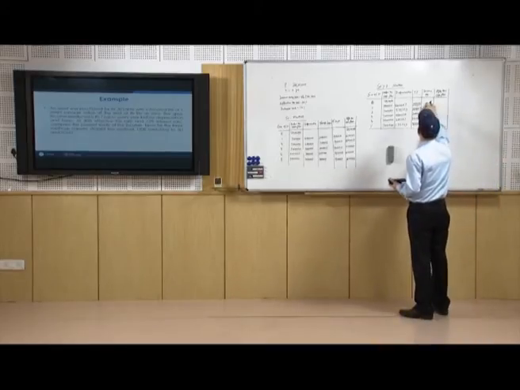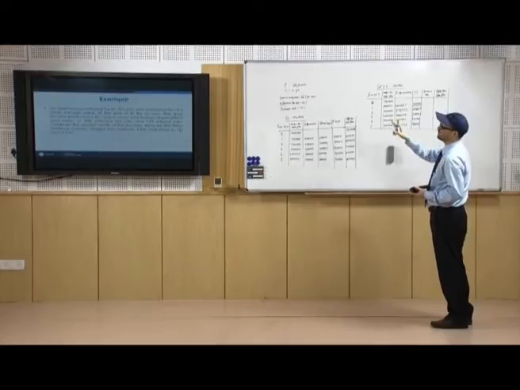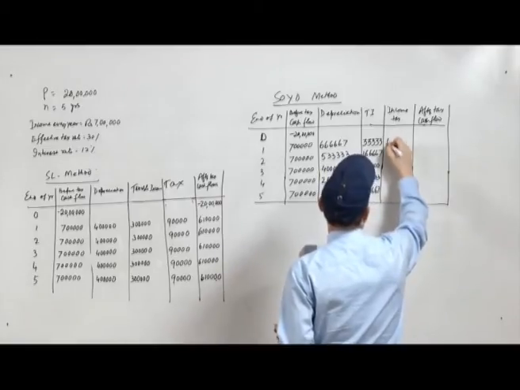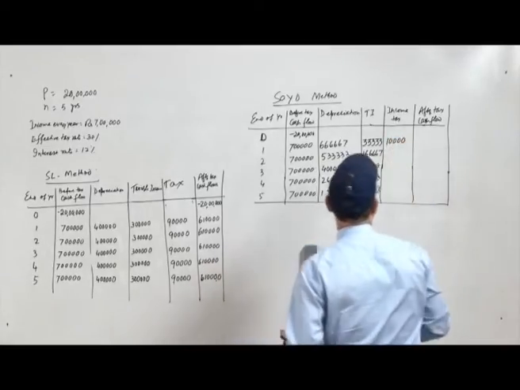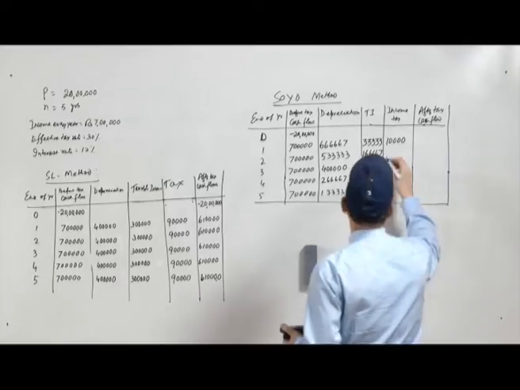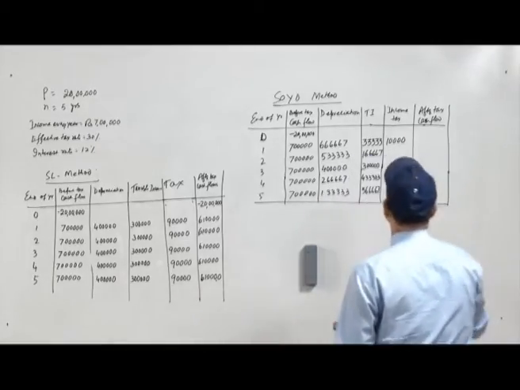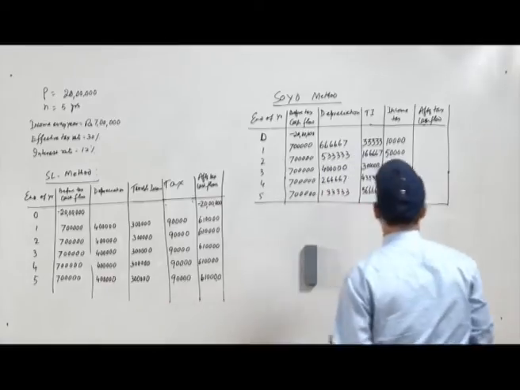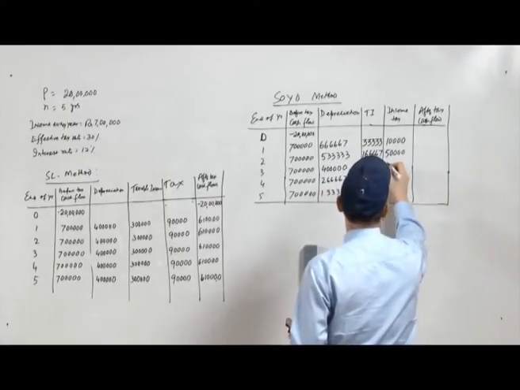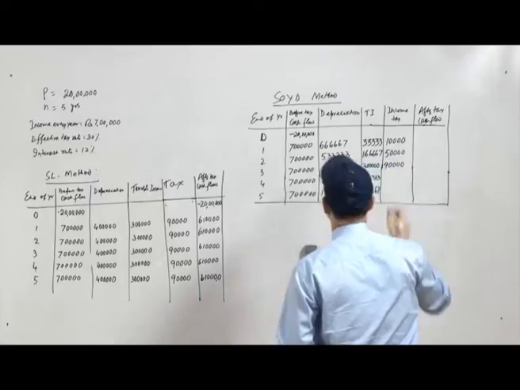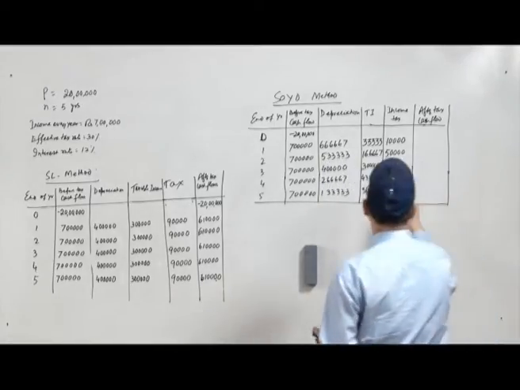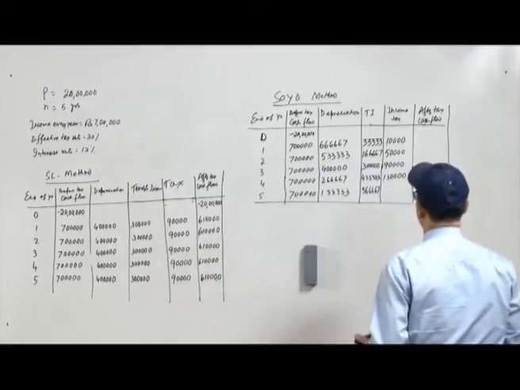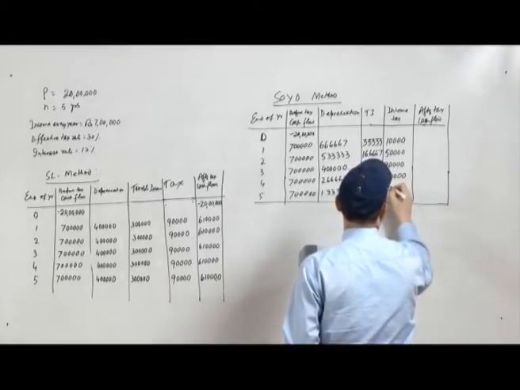Then you have to find the income tax. The effective tax rate is 30%, so 30% of this amount. This will be equal to 10,000, then 50,000, then 90,000, then 1,30,000, and this will be 1,70,000.